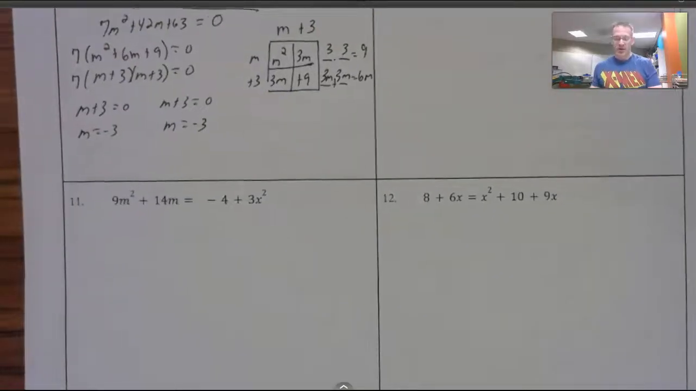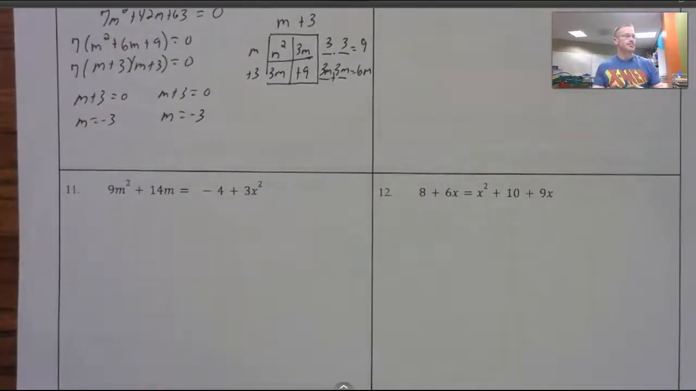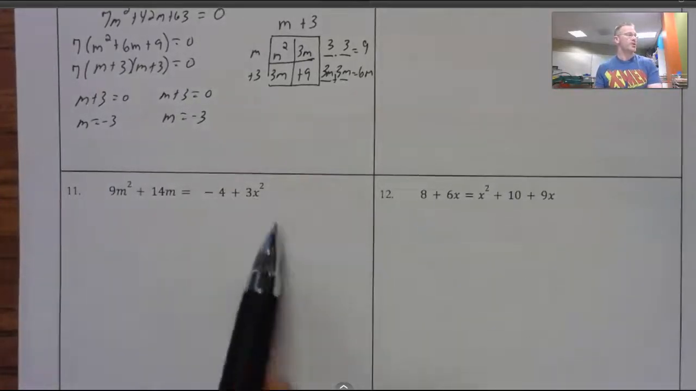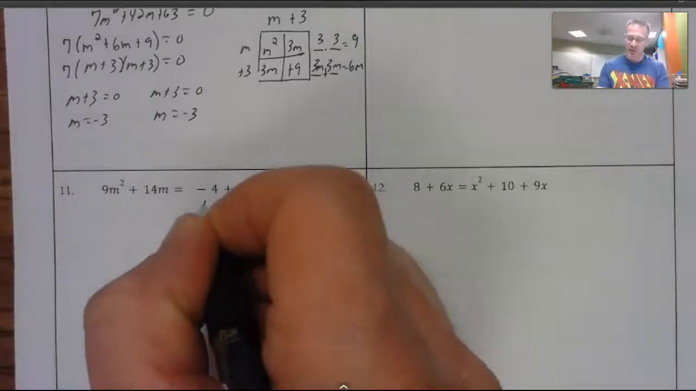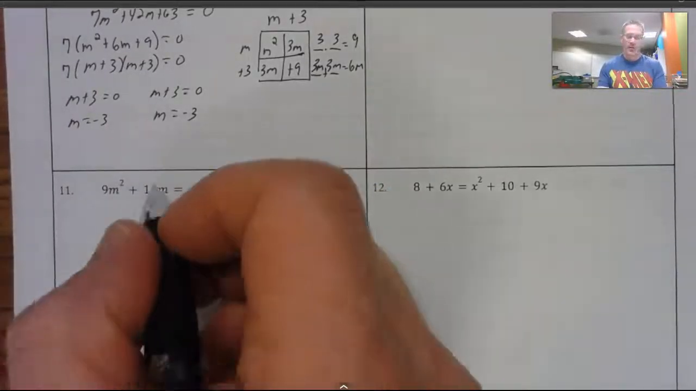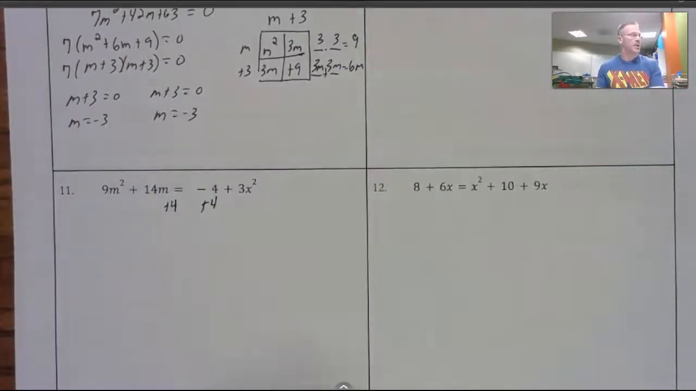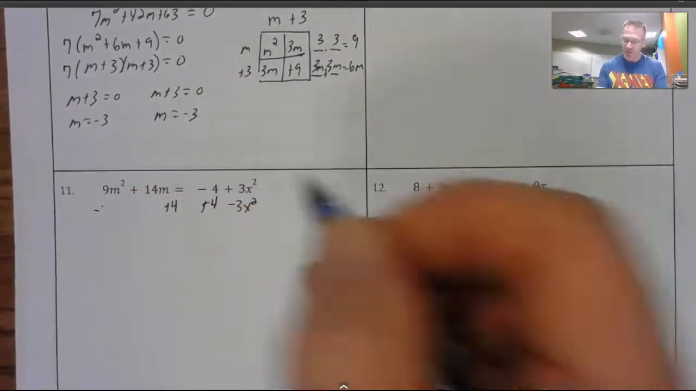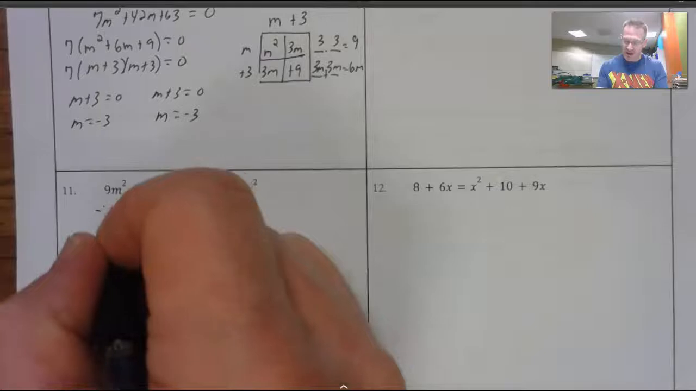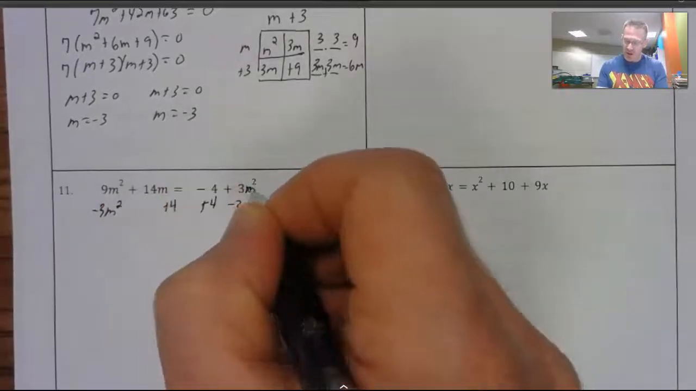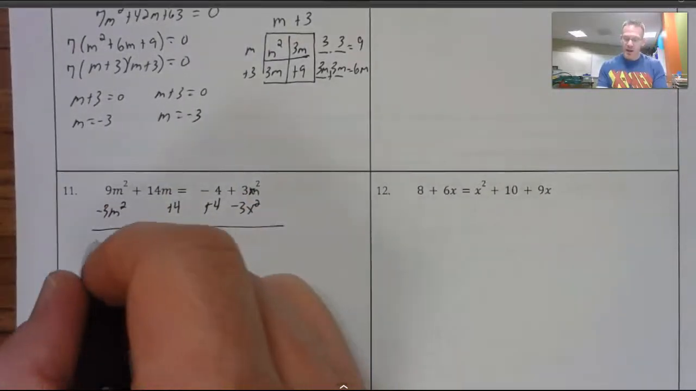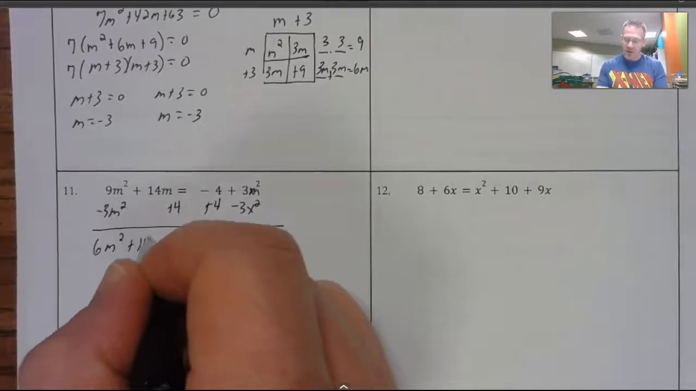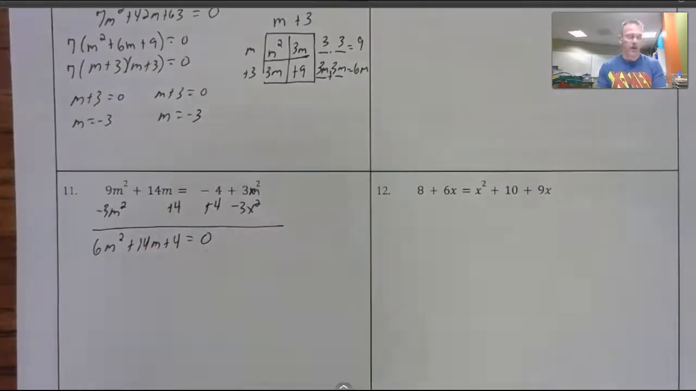Let's look at number 11 here. Once again, we want it to be equal to 0 before we begin. When I look at this problem, it's not equal to 0. So I'm going to move my terms on the right side to get it equal to 0. I'm going to add 4, and notice there's no constants over here, so I'm going to make its own column. And then I'm going to subtract 3m squared. Sorry, those should both be m. So that's 6m squared plus 14m plus 4 is equal to 0.